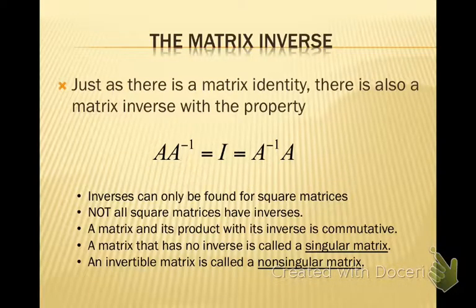So just to recap what we've already said, inverses can only be found for square matrices, that is a matrix whose rows and columns are equal. Not all square matrices have inverses, and a matrix and its product with its inverse is commutative. Lastly, those matrices that do not have inverses are called singular. So if it has no inverse, then it is a singular matrix. If it has an inverse, so any matrix that is invertible, is called non-singular.